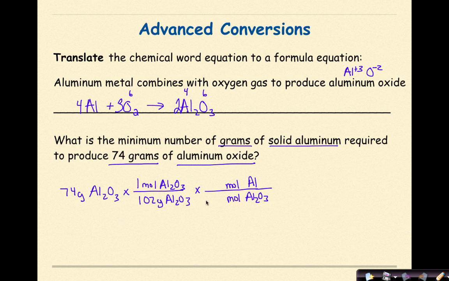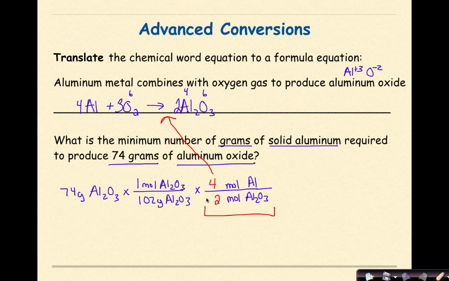This is the point right here. This is the point when I'm going from moles of one thing to moles of another that I'm going to go back to my balanced equation. So the coefficient in front of Al2O3 is 2. The coefficient in front of Al is 4. So I'm going to put those there, and that is key.